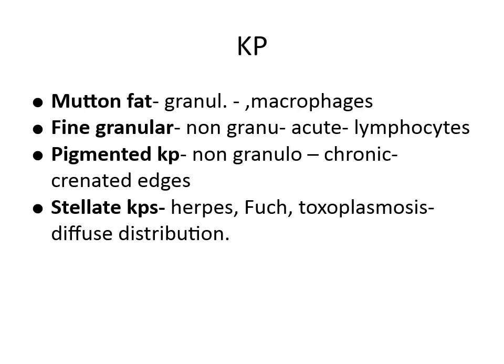Then you have pigmented KPs. This is seen in non-granulomatous uveitis, the chronic type. So remember, they'll be pigmented and have crenated edges. And then you have stellate KPs. Remember, I had already told you about stellate KPs. Try and recollect which all conditions you get them in. You get them in herpetic uveitis, toxoplasmosis, and Fuchs. These are mainly fine and fibrillar, and they have a diffuse distribution. So remember, keratic precipitates is an important question, and you will have to give extra attention to this.